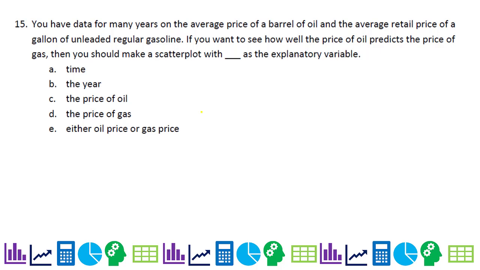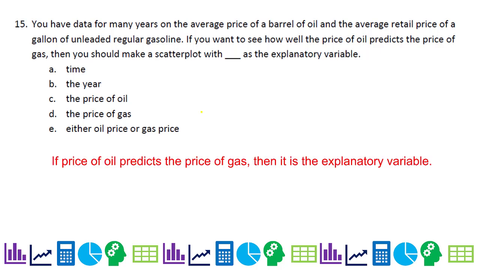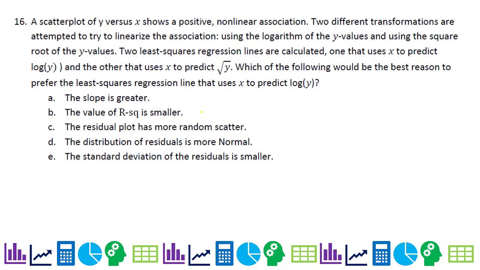All right. Number 15. You have data for many years on the average price of a barrel of oil and the average retail price of a gallon of unleaded regular gasoline. If you want to see how well the price of oil predicts the price of gas, then you should make a scatterplot with blank as the explanatory variable. Well, if the price of oil predicts the price of gas, then that is the explanatory variable, the price of oil. Number 16.